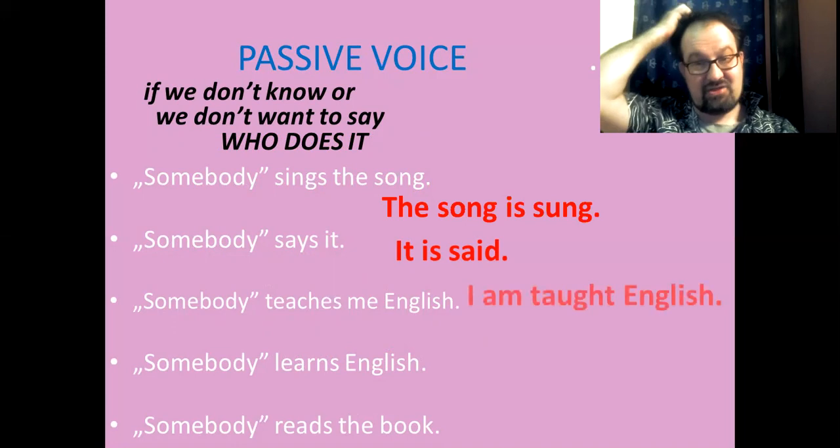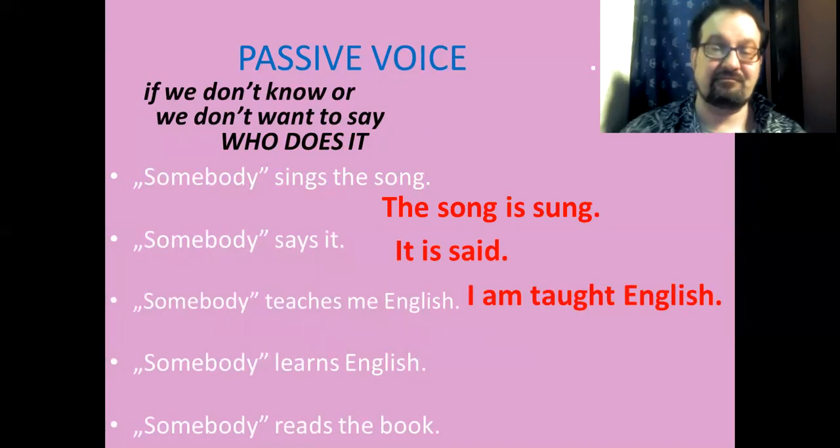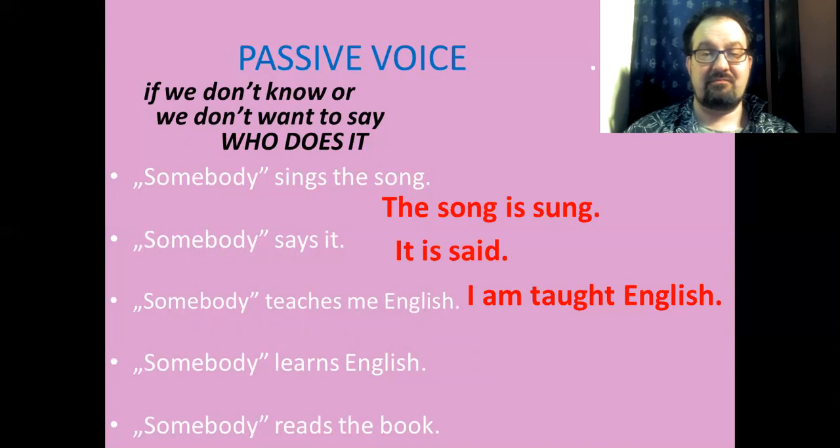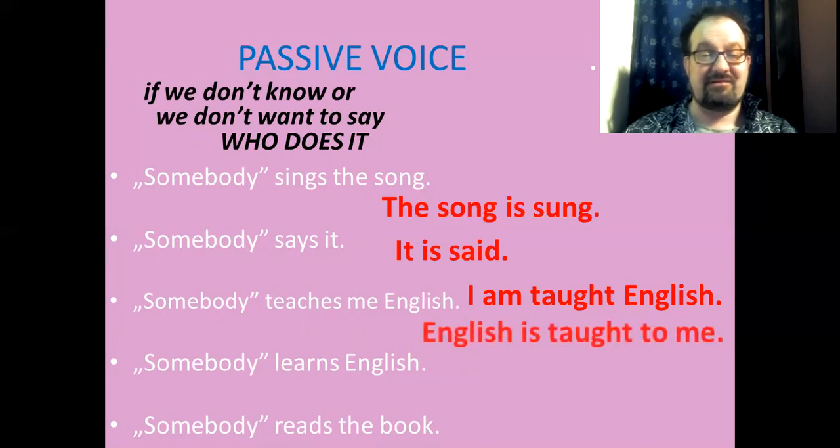Somebody teaches me English. If I am taught English, I might just mention that I go to school and there are English classes in the school. Who the teacher is might not be important, but there are English classes, so they teach me English. Okay, English is taught to me, and two different kinds of objects in the sentence, English and me.